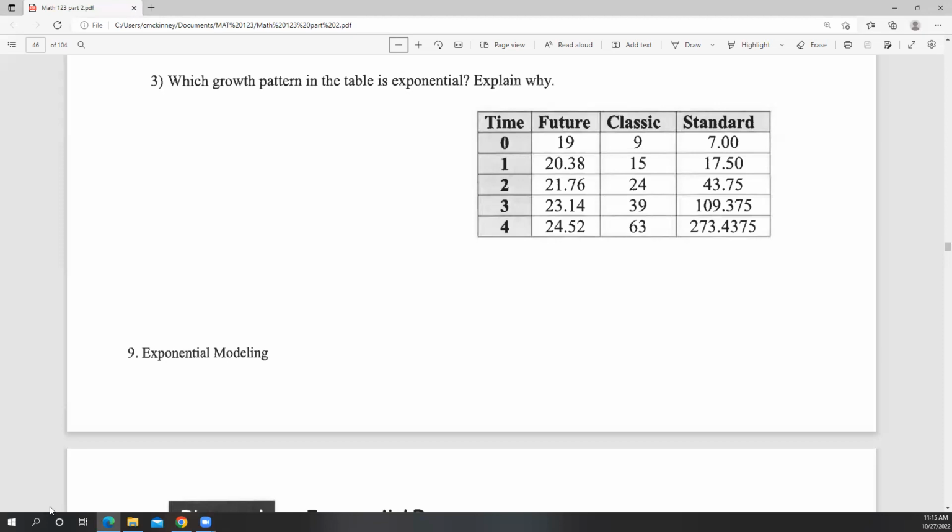And then you could find your growth factor. Remember, at the top of 9.3, do new divided by old using 2 consecutive ones, and then use 2 more consecutive ones to make sure it's staying the same. So if I do 20.38 divided by 19, write down a number, and then do 21.76 divided by 20.38. If those 2 numbers aren't the same, it can't be exponential. If those 2 were the same, I would keep going to confirm that all of them in that column are exponential.